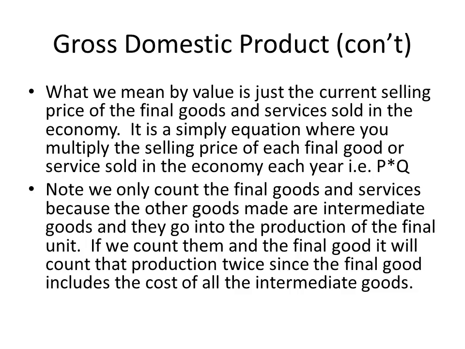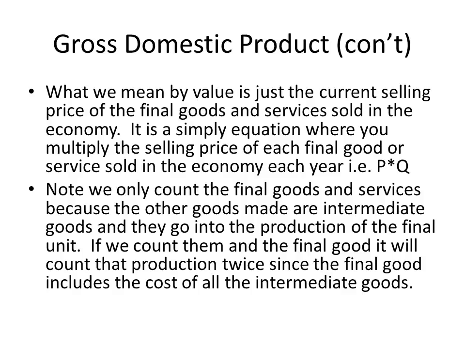What we mean by value, as I indicated, is just the current selling price of the final goods and services sold in the economy. It's a simple equation where you multiply the selling price of each final good or service sold in the economy each year, i.e. P times Q. So GDP, gross domestic product, can rise because of two things. Either prices can rise or output can rise. As we're going to see a little bit later, we're much more interested in the output rising than the price because the price doesn't do anything. Output, though, is very important because it uses resources and actually measures the production. So later we'll talk about how we adjust out these price changes.